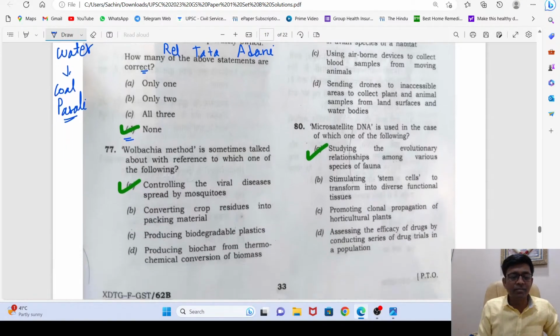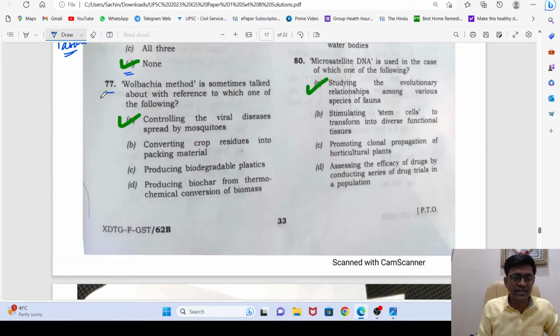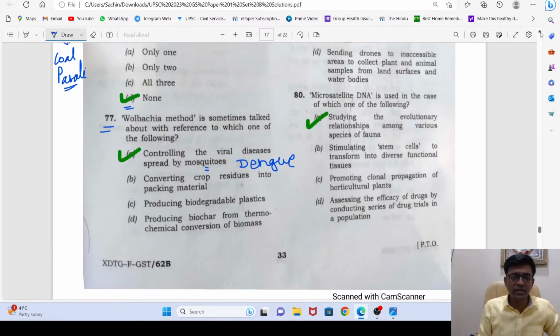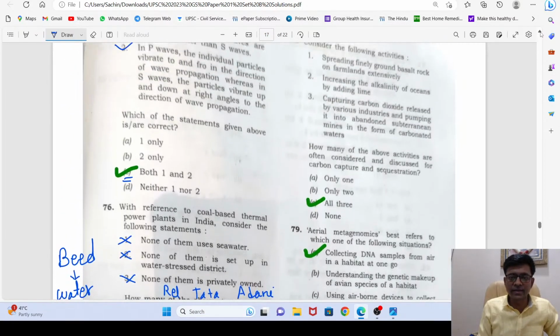Very simple and a beautiful question, question number 77 from the basic NCERT. Wolbachia method is sometimes talked about with reference to which one of the following? Controlling the viral diseases spread by mosquitoes, that is dengue. If you want to control dengue, we can use the Wolbachia method. Okay. We are going to question number 78.